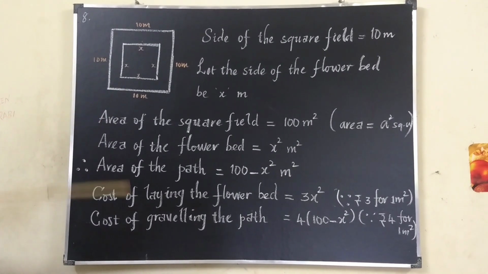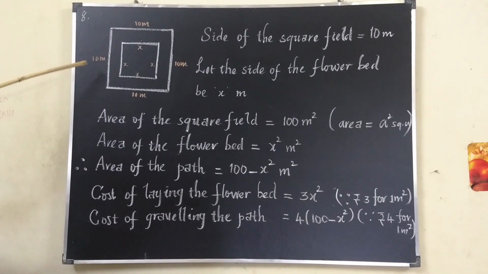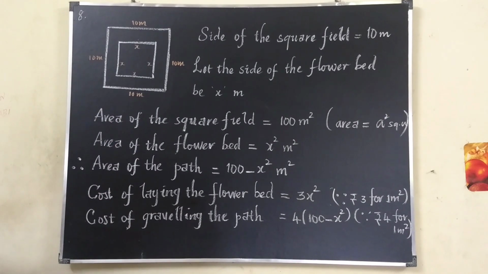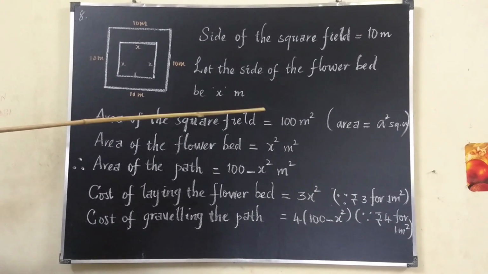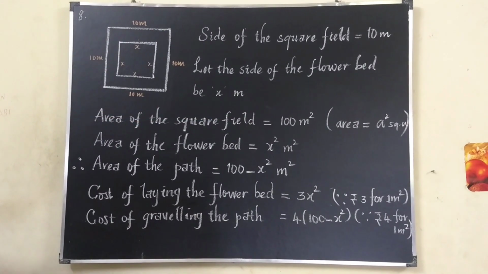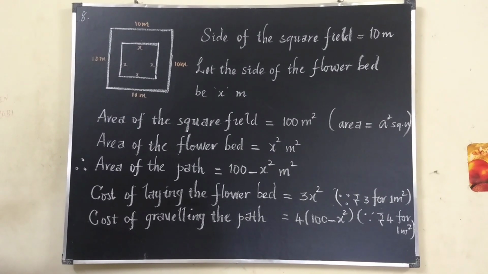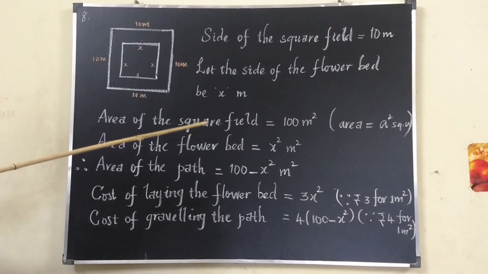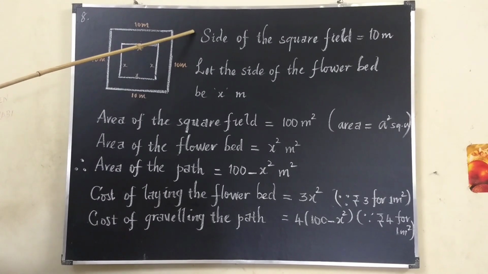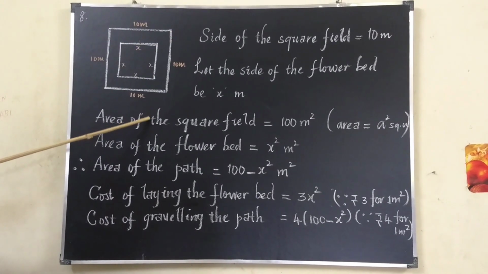Then the area of the square field is equal to 100 meter square. How can we get it? Area of a square is equal to side into side. In short, we can say that the area of a square is equal to a square units. Here the side of the square field is 10, so the area of the square field is equal to 100 meter square.